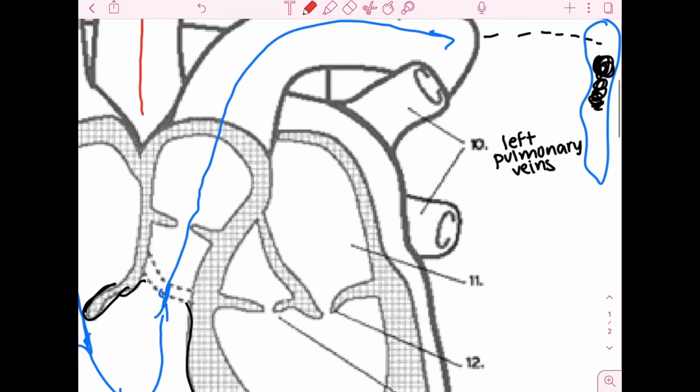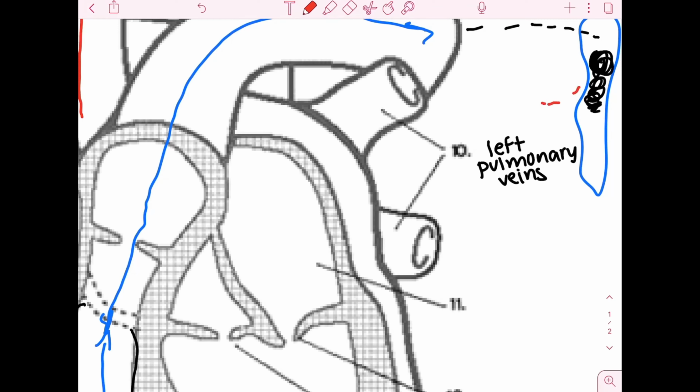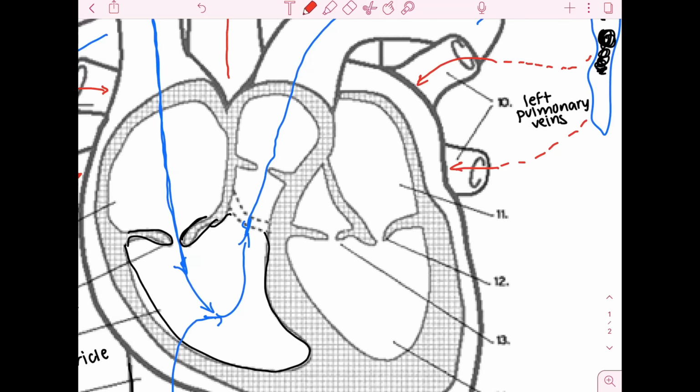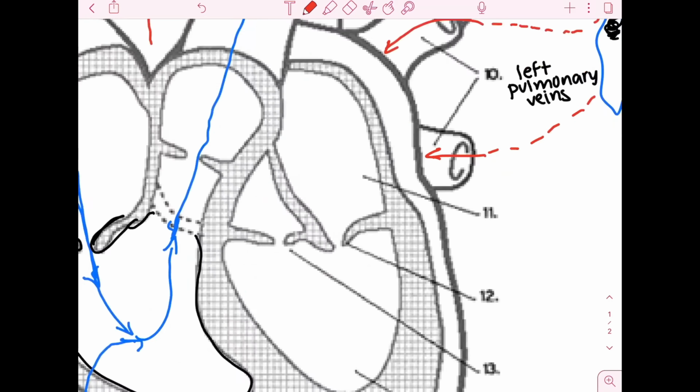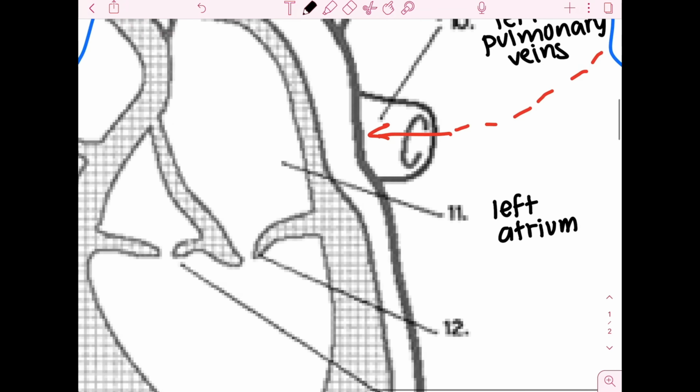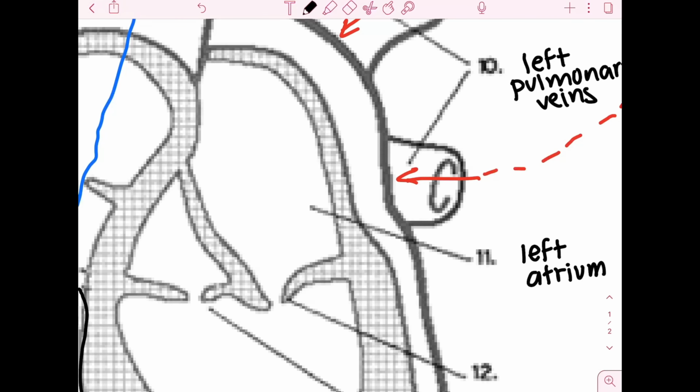So I'm just going to draw the flow of blood again. We come back from our lungs all the way inside these wonderful veins that will deliver some fresh oxygenated blood to our heart. Okay, then we have the left atrium, number 11. Let's label this left atrium. Okay, the left atrium is the third out of the 4 important chambers of the heart. We're talking about this upper chamber right here.